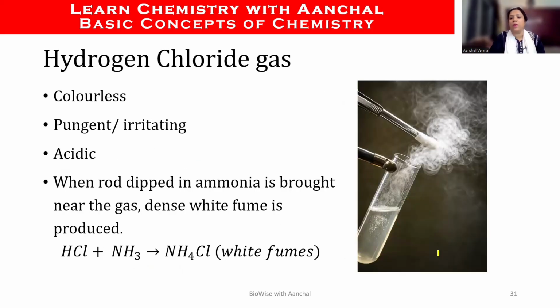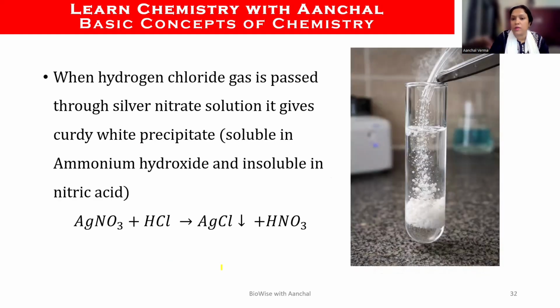Okay. Then the next one is hydrogen chloride gas, HCl gas. It is again a colorless gas with a pungent irritating odor. It is acidic. When a rod dipped in ammonia is brought near the gas, dense white fume is observed. Now, this dense white fume is because of the formation of ammonium chloride. So, hydrochloric acid or HCl gas reacts with ammonia to form ammonium chloride, which is dense white. That is the formation of dense white fume.